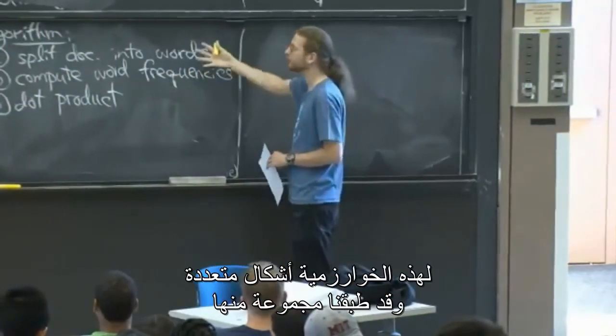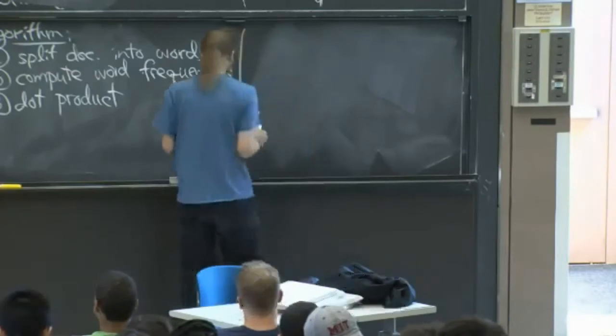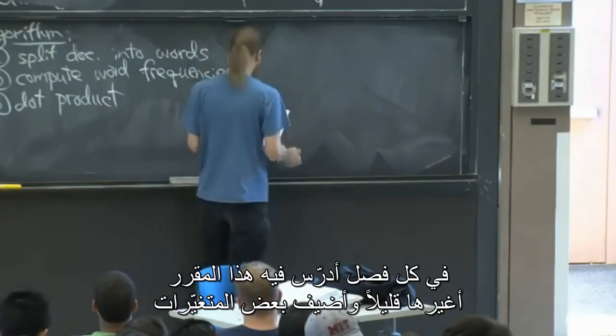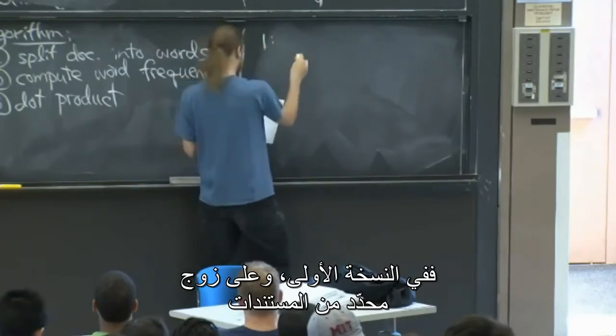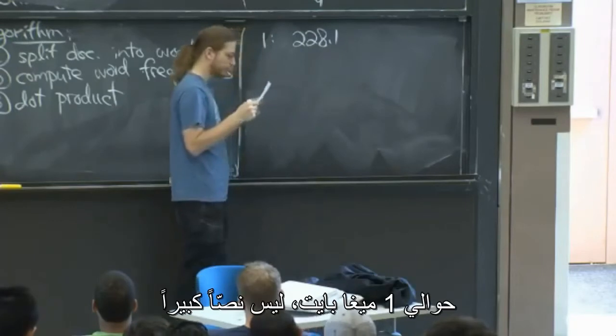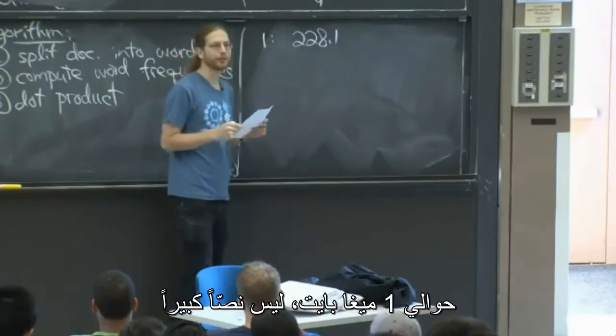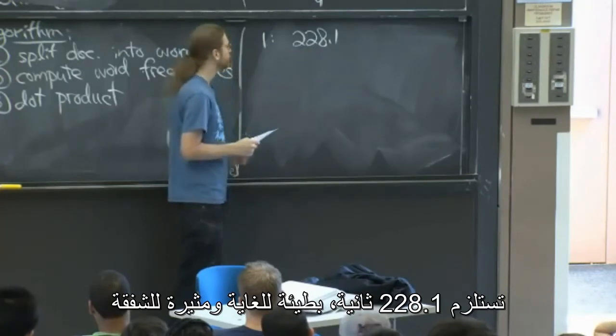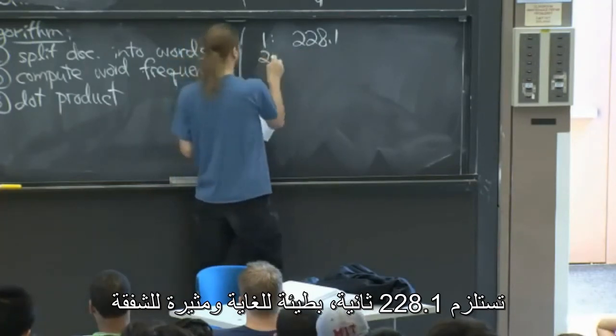There are lots of versions of this algorithm. We implemented a whole bunch. Every semester I teach this, I change them a little bit more, add a few more variants. So version 1, on a particular pair of documents, which is like a megabyte, not very much text, takes 228.1 seconds. Super slow. Pathetic.